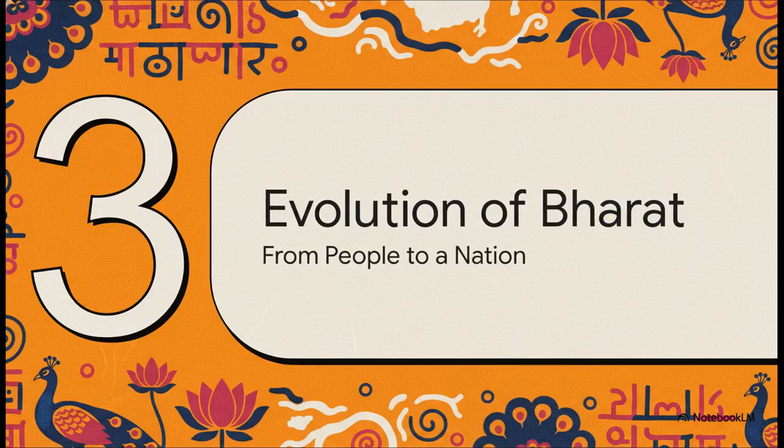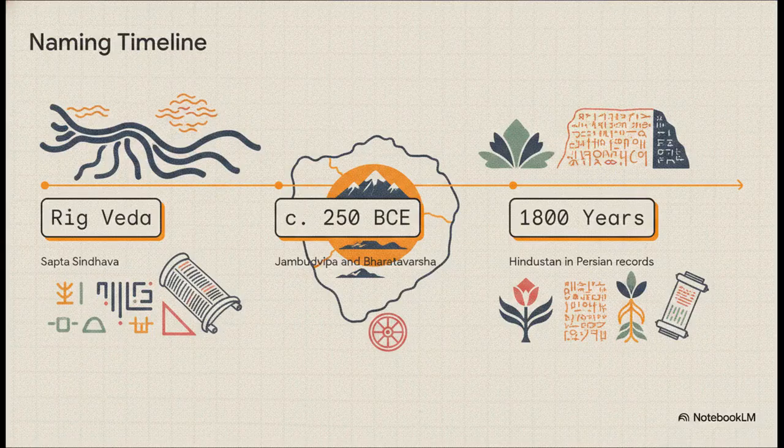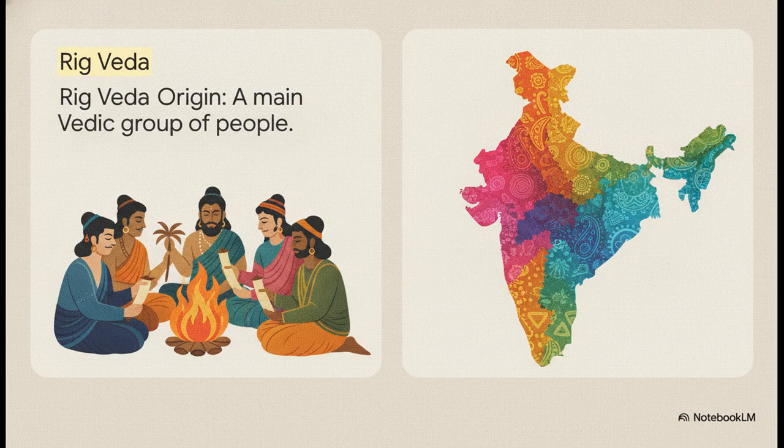Let's hit Section 3, The Evolution of Bharat. Think of this timeline as our historical travel journal, capturing exactly when these different overarching identities were first documented. We start way back with Sapta Sindhava in the ancient Rigveda era. Then, moving into the centuries BCE, during the Mahabharata era, we see the rise of Jambudvipa and Bharatavarsha. And later on, roughly 1800 years ago, Hindustan emerges in Persian inscriptions. So here is the real kicker about how the term Bharat actually grew.